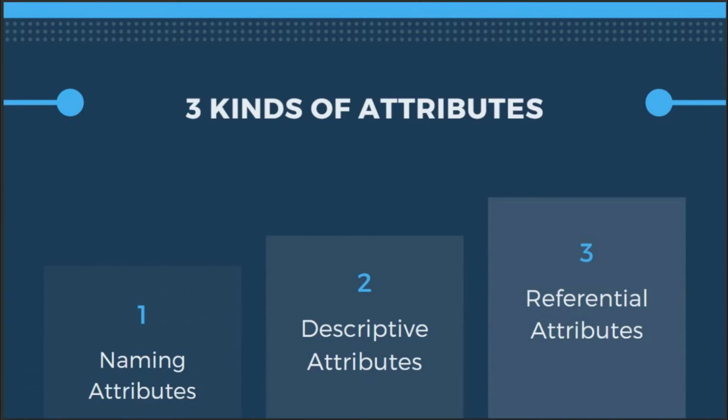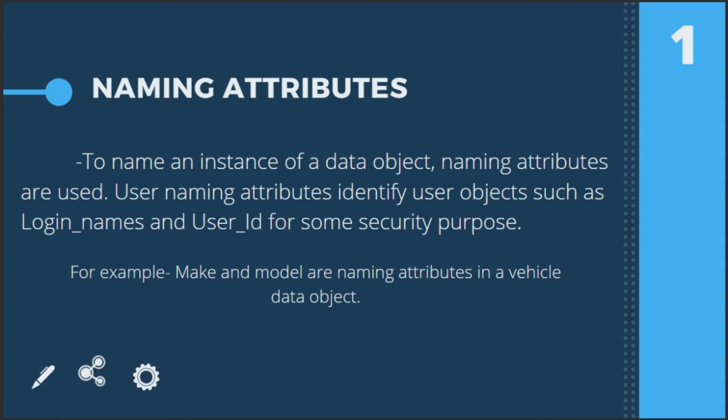Three kinds of attributes. First, naming attributes. Second, descriptive attributes. Third, referential attributes. Naming attributes: to name an instance of a data object, naming attributes are used. User naming attributes identify user objects such as login names and user ID for some security purposes. For example, make and model are naming attributes in a vehicle data object.